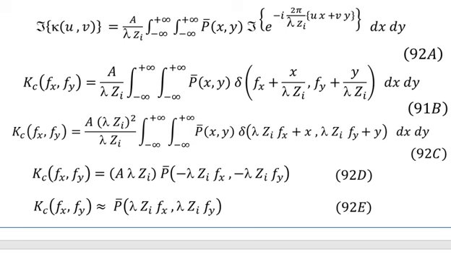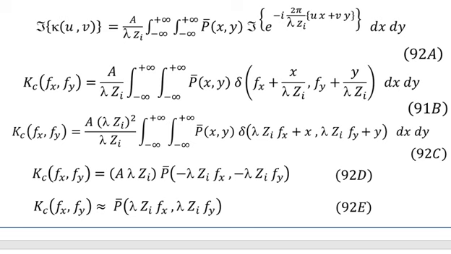Now 92d is written when we have used the property, that is we have replaced x in the pupil function, that is P bar of x, by minus lambda zi fx, and y in the P bar has been replaced by minus lambda zi fy, because at these values of x and y the delta function will exist and the integral will vanish, giving these values inside the pupil function, which is P bar.